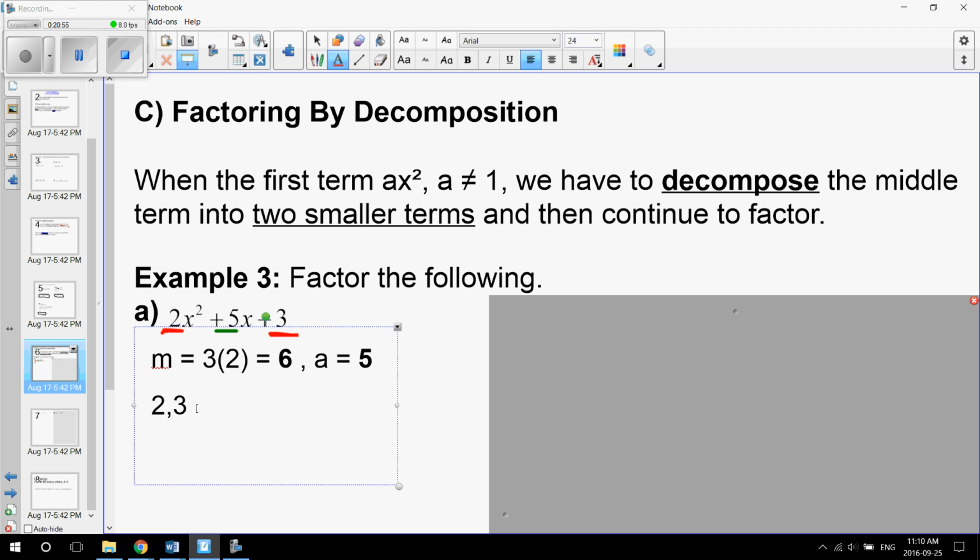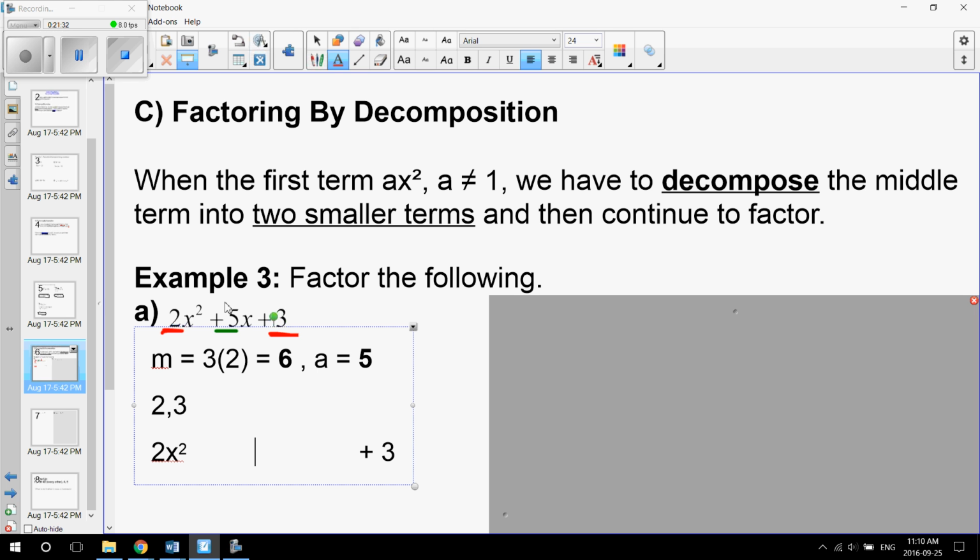Now this time, instead of just throwing them right into our brackets, this is where we have to do this decomposition in the middle. So we're going to rewrite out our term. We're going to have 2x squared, and that's going to stay the same because we're not doing anything with that first term. Because remember, in our definition here, it says the middle term is the one that we're decomposing. So our first term stays the same as 2x squared. And at the end, we're going to have our last term as that plus 3. It stays the same as well.